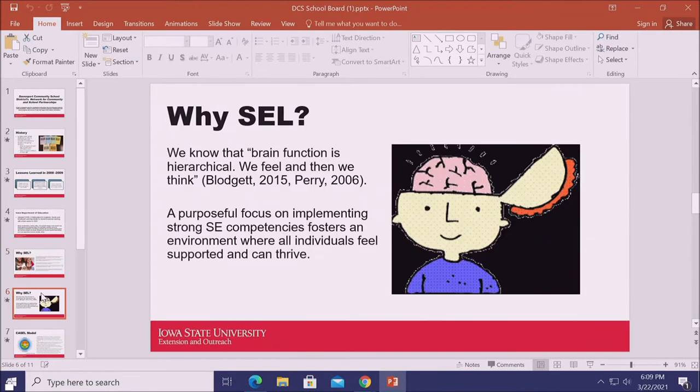Go ahead, Brenda. Which is, we know in education that brain function is hierarchical. Children feel first, then they think. If we don't understand how to meet the social emotional needs of students, we can't get them into what we call the learning brain in education. When we have a purposeful focus on implementing strong social emotional competencies, we can create an environment where all kids are in their learning brain. They're coming to school ready to learn because they have those skills.